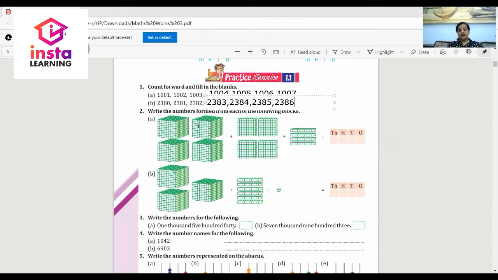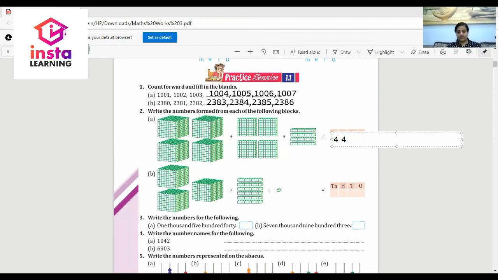So here two blocks are given, buildings are given. Write the number for the following each blocks. So it is at 1000 place, so it means it is 2 in number. 1, 2, and this is 3 and this is 4. So it means here it is 4. Again 1, 2, 3, 4. It means it is of 100 place, it is 4.